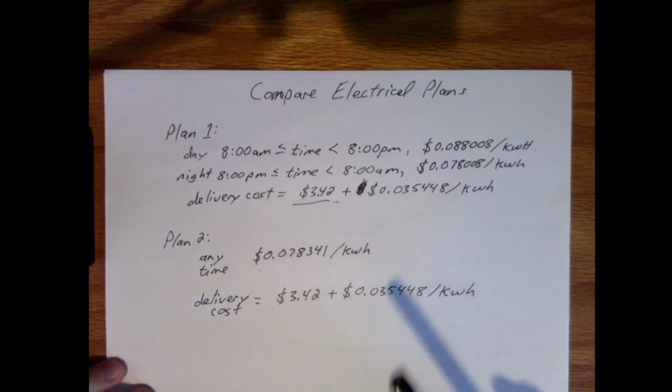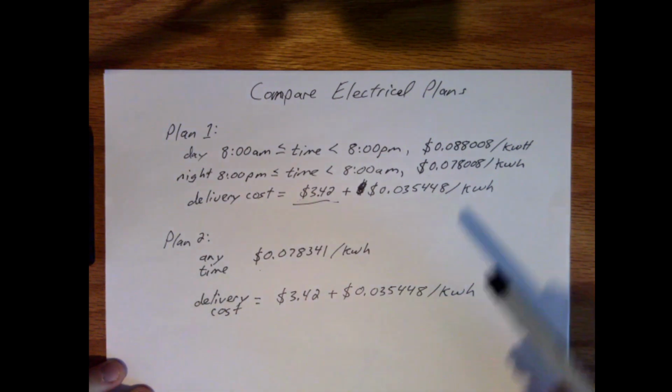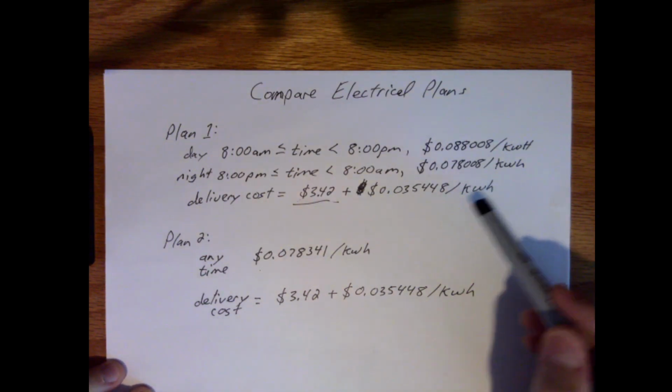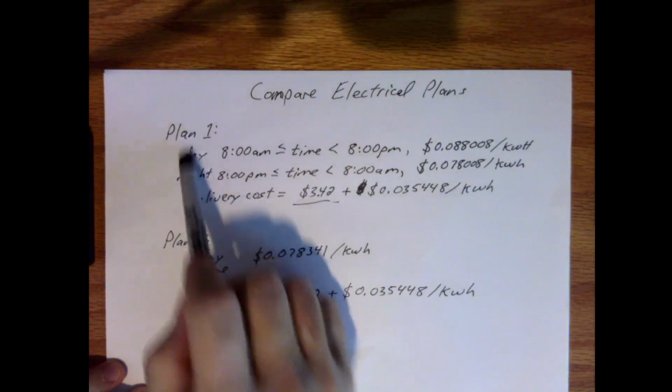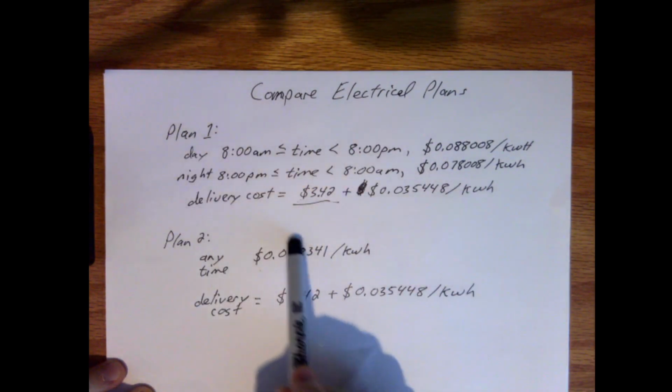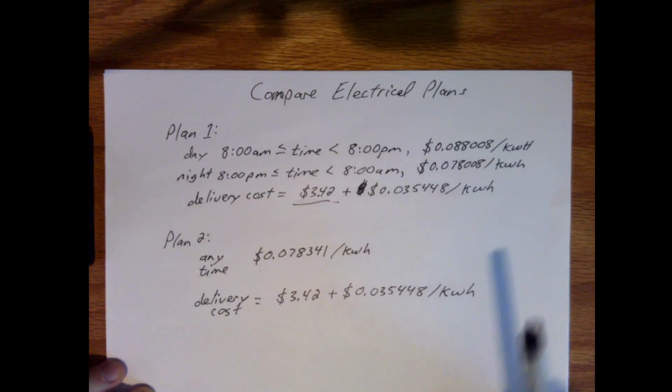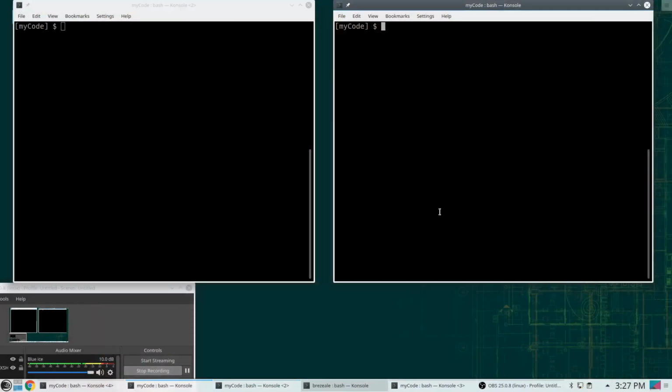So I'd like to write a program that, given some actual electrical usage data, can determine what the cost would be for that data given this plan and the cost given this plan, so that way I can see which one would really be cheaper. To do that, I downloaded some data from my electric company. I have what's called a smart meter, so they read the meter remotely in increments of 15 minutes. So here's the actual data for that.